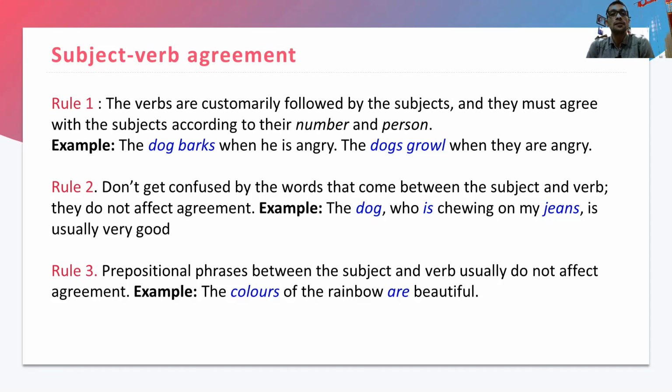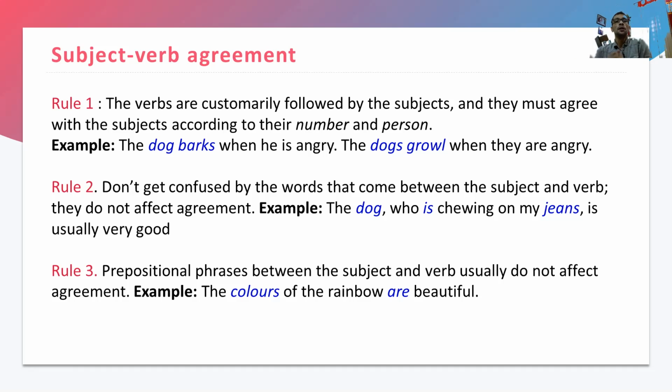The dog barks when he is angry. Again, the dogs growl when they are angry. You can see that verbs depend on the subject. In the first example, you've seen that I have highlighted them with a blue color so that it can be noticeable for your eyes. So the dog barks, dog is singular, barks third person singular, verb will take S. In the second sentence, the dogs is plural, so the verb is plural, the verb will not take S.